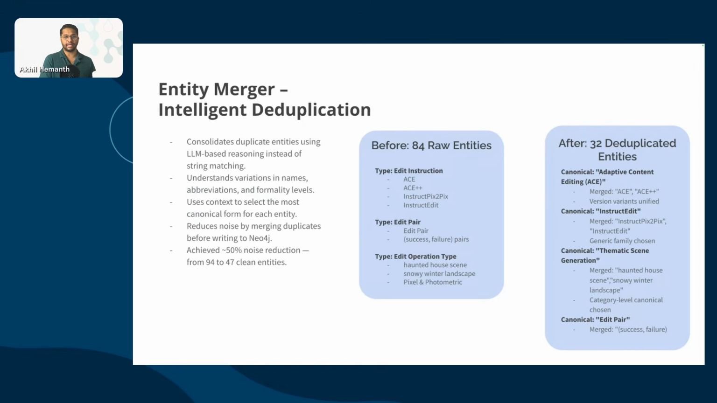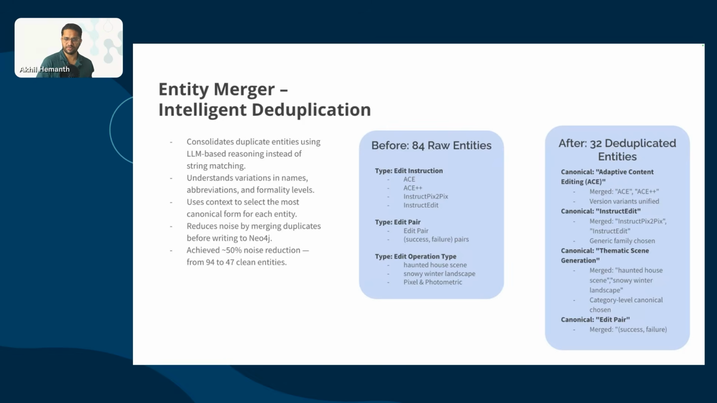And that happens with the entity merger agent. In this case, the agent consolidates any duplicate entities using LLM-based reasoning instead of string matching. So we're not just matching the text of the entities and relationships across the five chunks. We are taking the description that it comes with, and the LLM is reasoning to see if they are along the same lines. If yes, then they're merged.